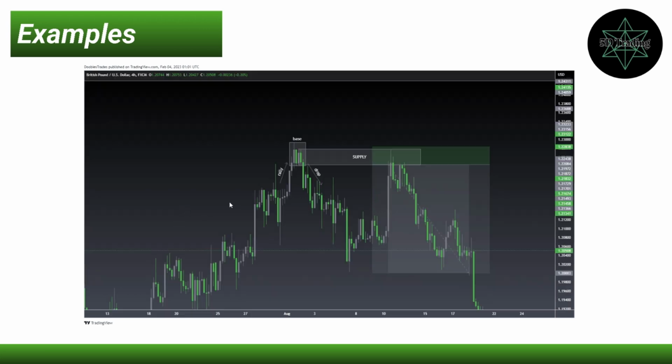Finally, we have this last example, a reversal zone, which is a rally base drop. Price rallies up, then it creates a base, creating a supply zone, and then it drops. We enter from this and we target the weak low. Very simple, very quick to break down.